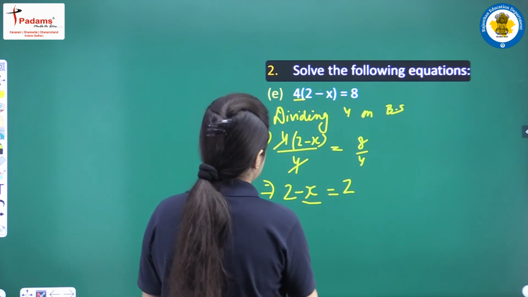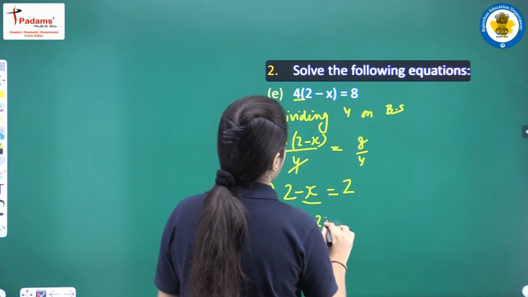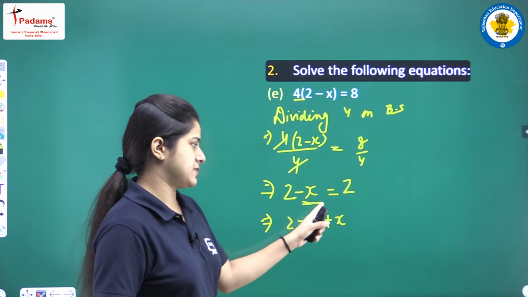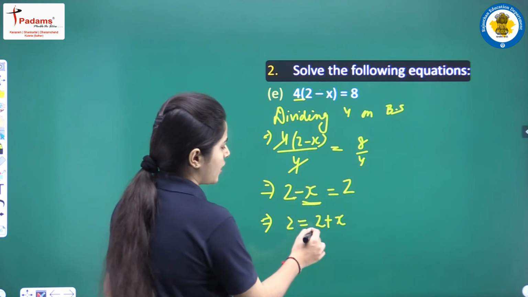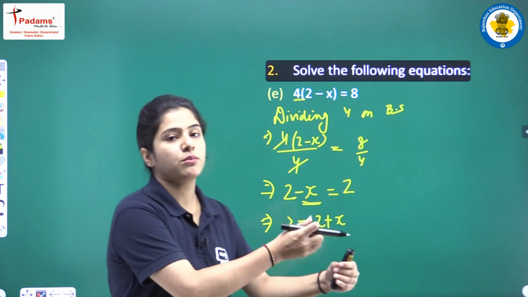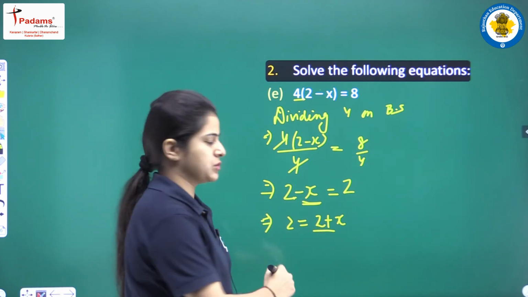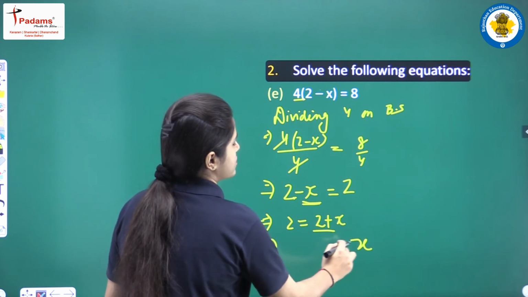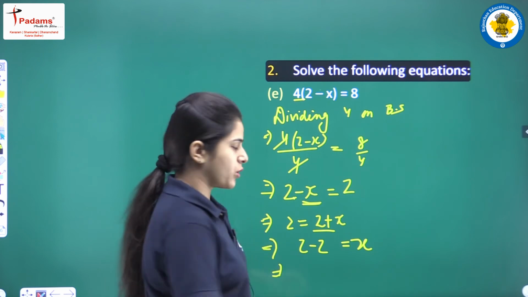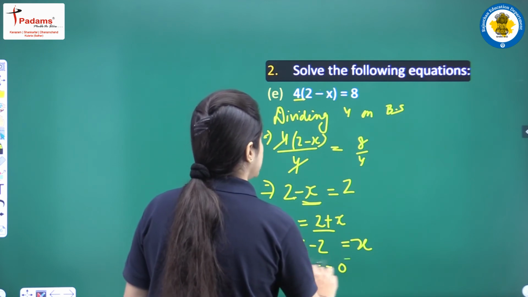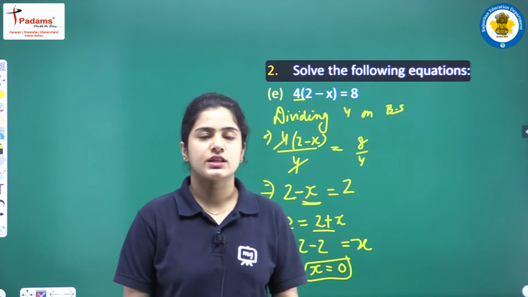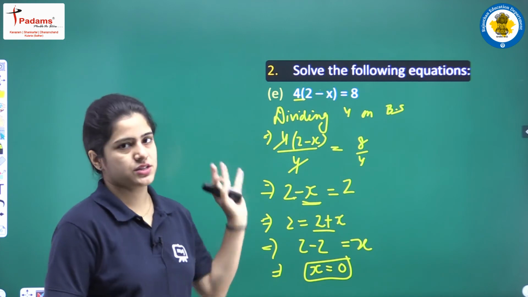Okay students, so 2 is equal to 2 plus x, because we have taken the x from the left hand side to the right hand side. Now this 2 is in addition with the variable. So if we take this 2 from the right hand side to the left hand side, it will become minus 2. So x is equal to 2 minus 2. 2 minus 2 is equal to 0. So what is the answer? x is equal to 0. Okay students, this is the required answer. So this is part E of question number 2.